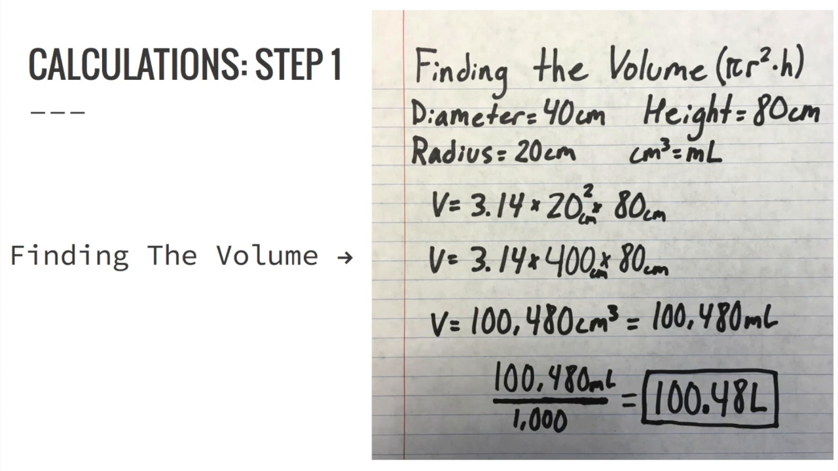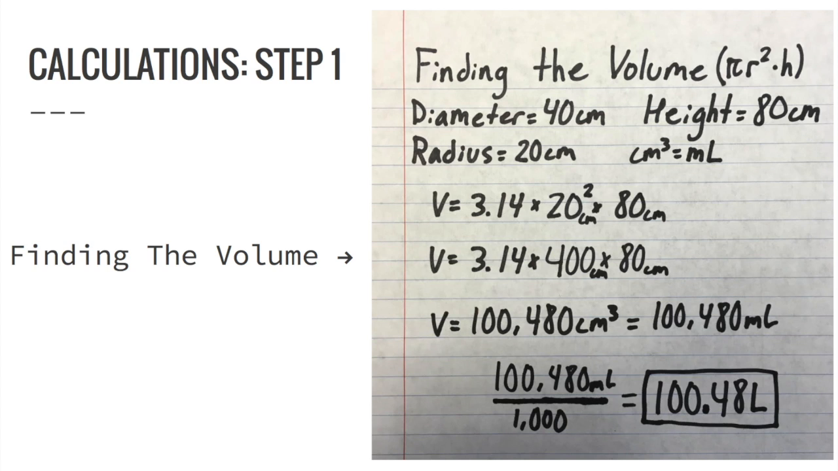As you can see on the piece of paper, we found out that the diameter of the balloon was 40 centimeters and the height was 80 centimeters. The formula for volume is pi r squared times height. The radius, which is half of the diameter, is 20 centimeters. So the original equation, once we substitute all the numbers in, is 3.14 times 20 squared times 80.